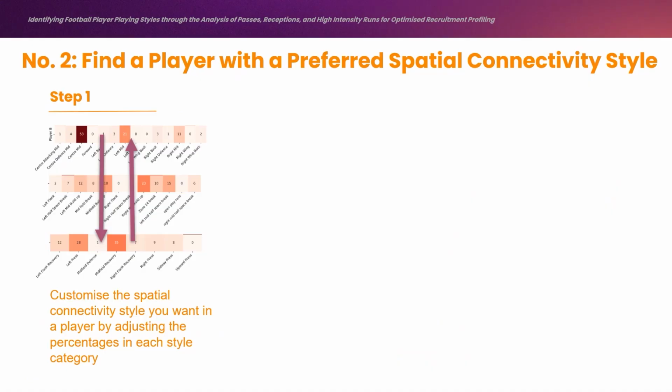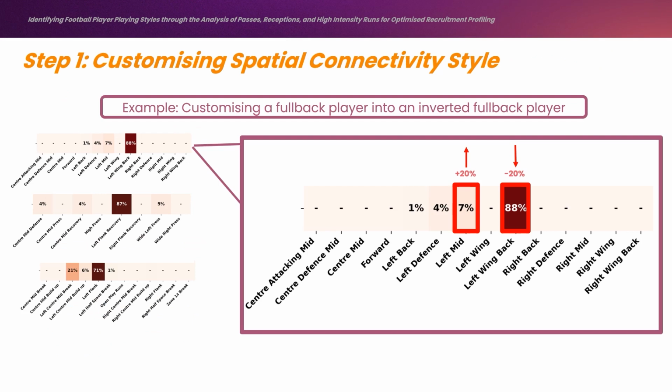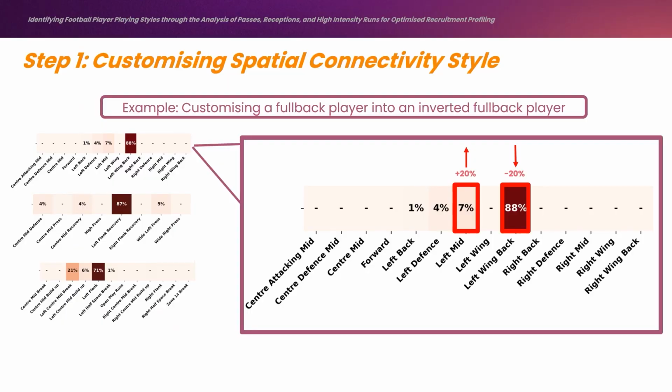And the second way is that, let's say you have a player in your squad, and in this case, let's say it's a fullback. This is a passing pattern of the player in your squad. It's 88% left wing and 7% left mid. So this is basically a fullback or left wing back that is just focused on the flank and doesn't really contribute in the midfield. So maybe you want him to contribute more in the midfield, so you can decrease his 88% by 20, and increase his left mid pattern by 20. Technically, you're turning this fullback into an inverted fullback by adding more contribution of passes in the midfield. The rest is kind of the same.